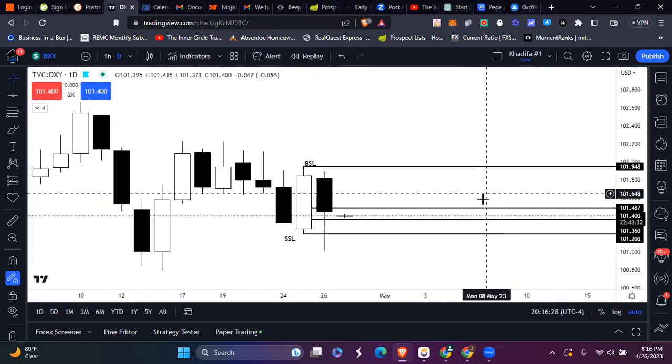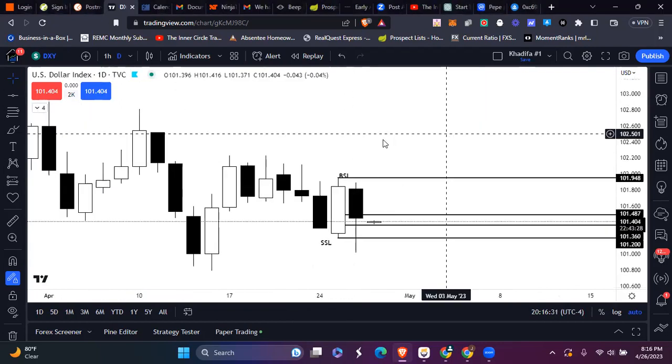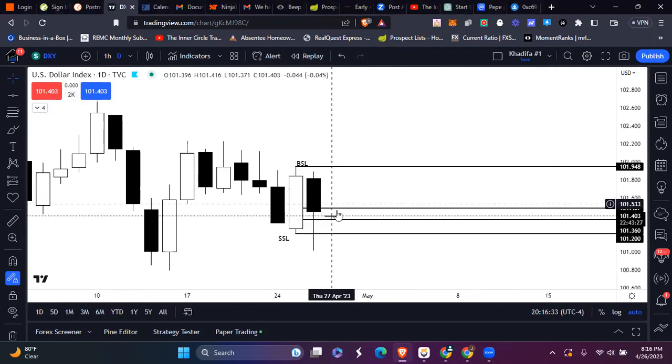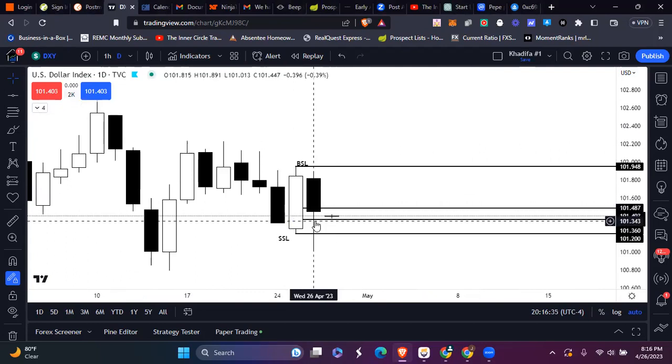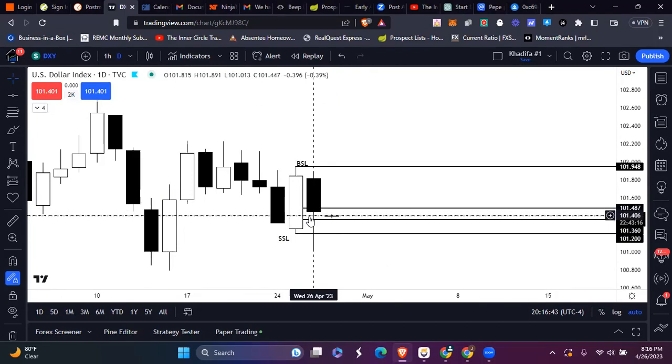Let me get my chart for one second. All right, so we got our pull down to the PD array, to the discount array, and we pushed down to run sell side liquidity. We closed today above the bottom level of the discount array.